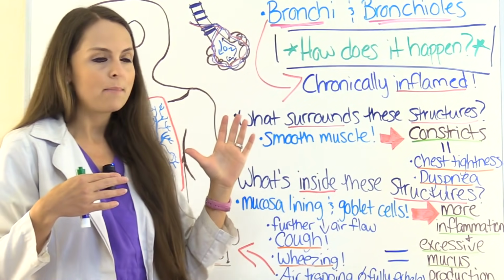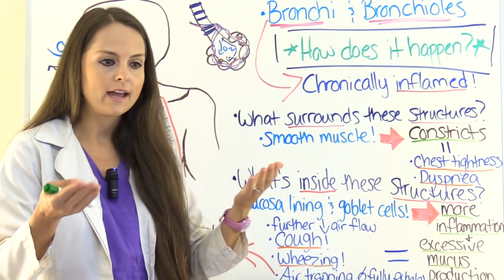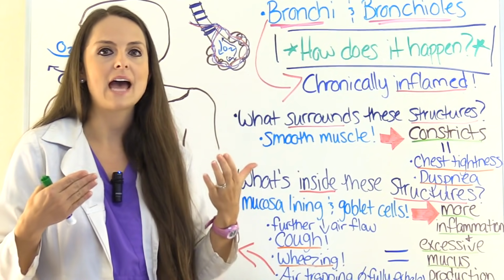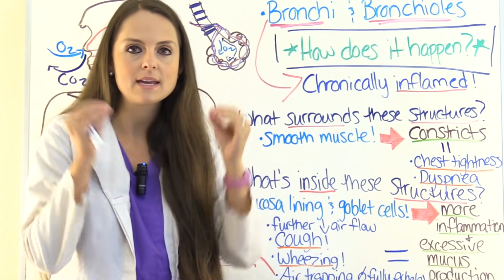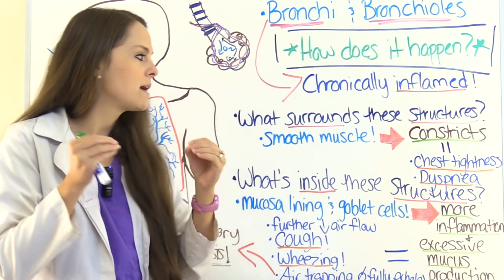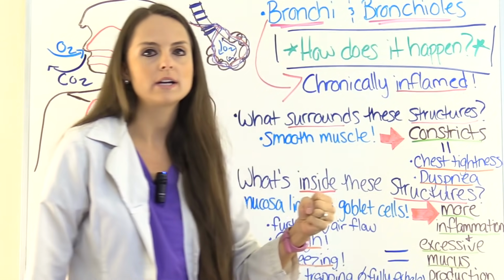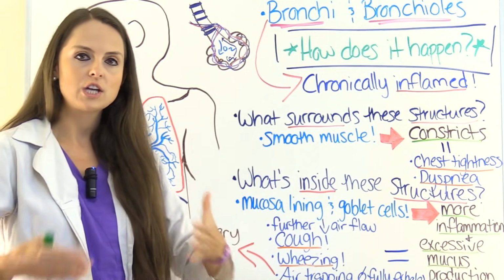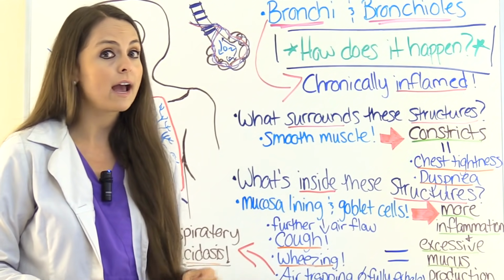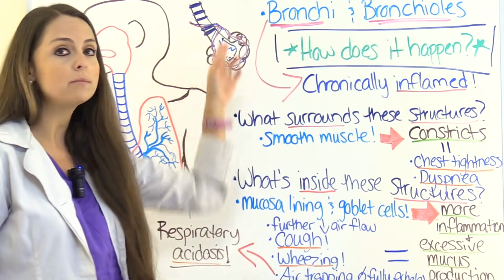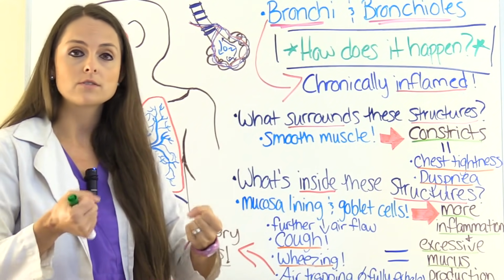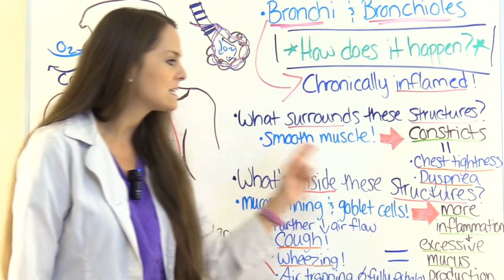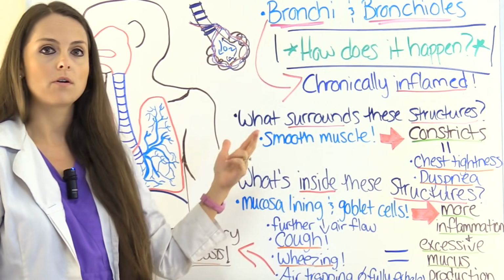Now, say that patient's triggered, like we talked about earlier. They inhaled some pet dander, and it has triggered an asthma attack. So this allergen has come in, and what's going to happen to that smooth muscle? It's going to constrict. It's going to clamp down. And the patient's going to start to feel chest tightness. They're also going to have difficulty breathing because they're not moving a lot of air when those smooth muscles clamp down like that.